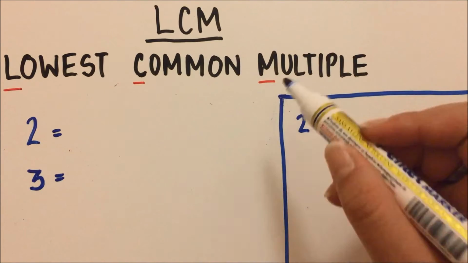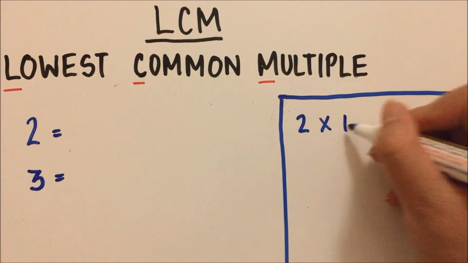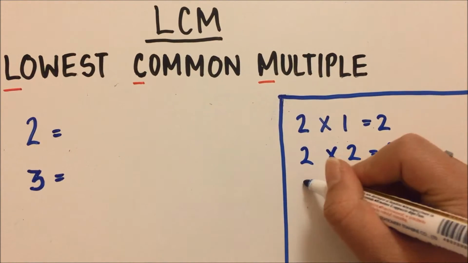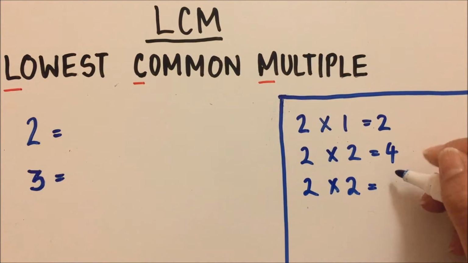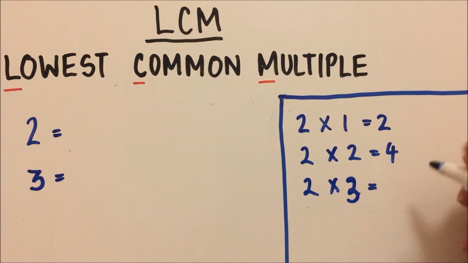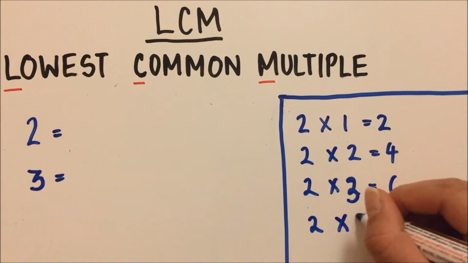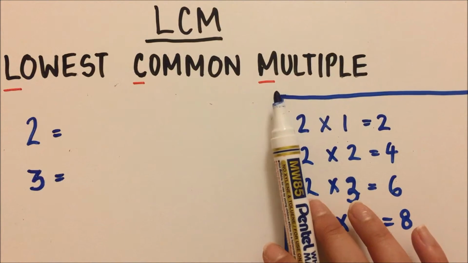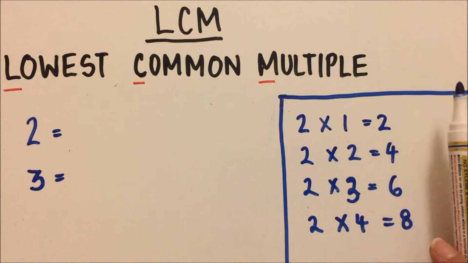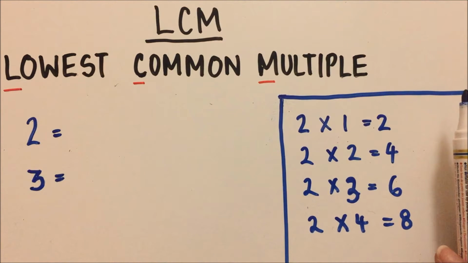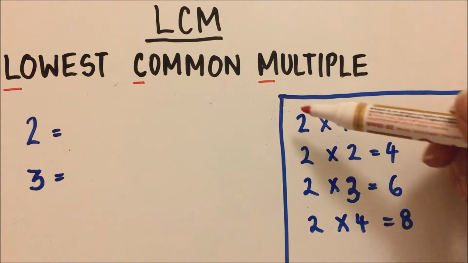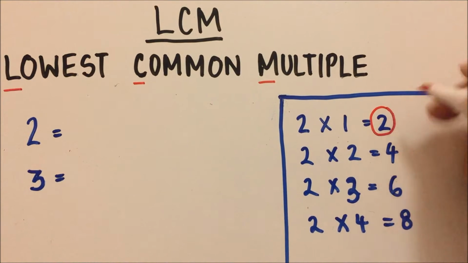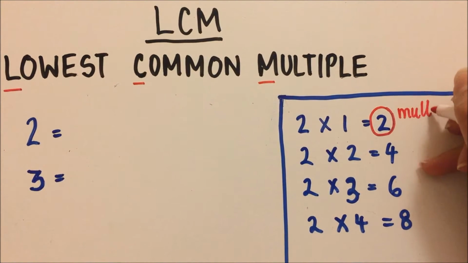when I say multiple. So we know 2 times 1 equals 2, 2 times 2 equals 4, 2 times 3 equals 6, and 2 times 4 equals 8. So anything to the left side are factors, and anything to the right side of the times table are multiples. So whatever two numbers multiply to give you, they are your multiples.